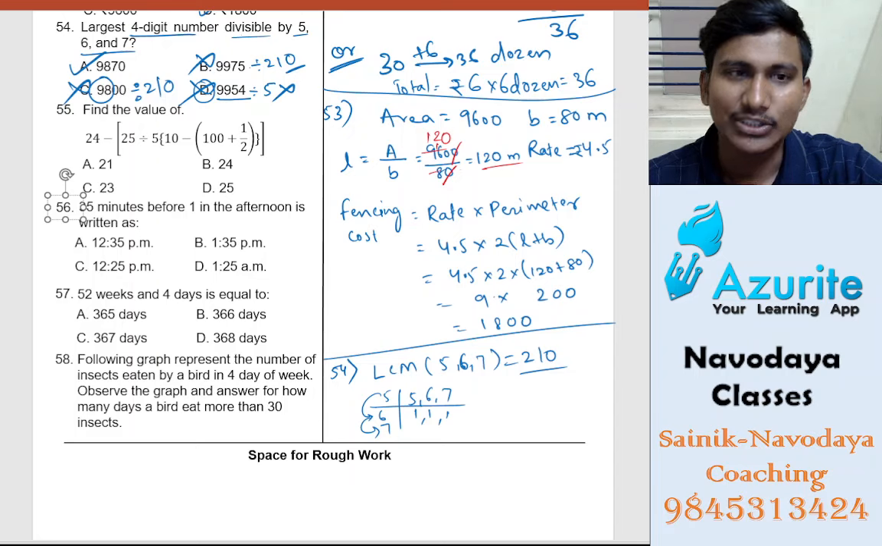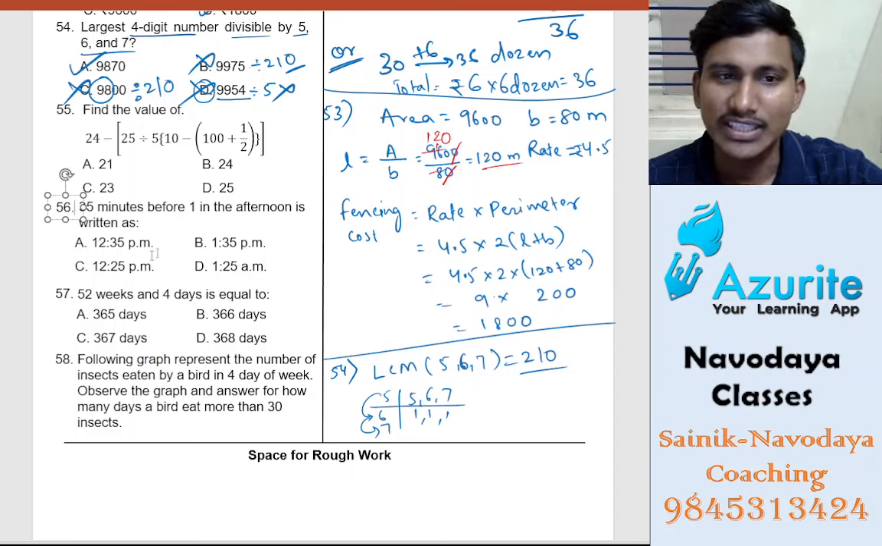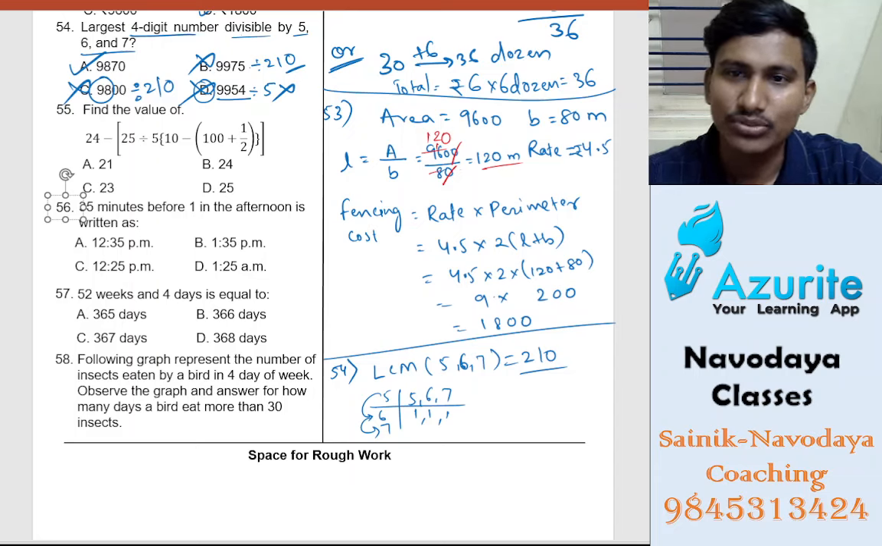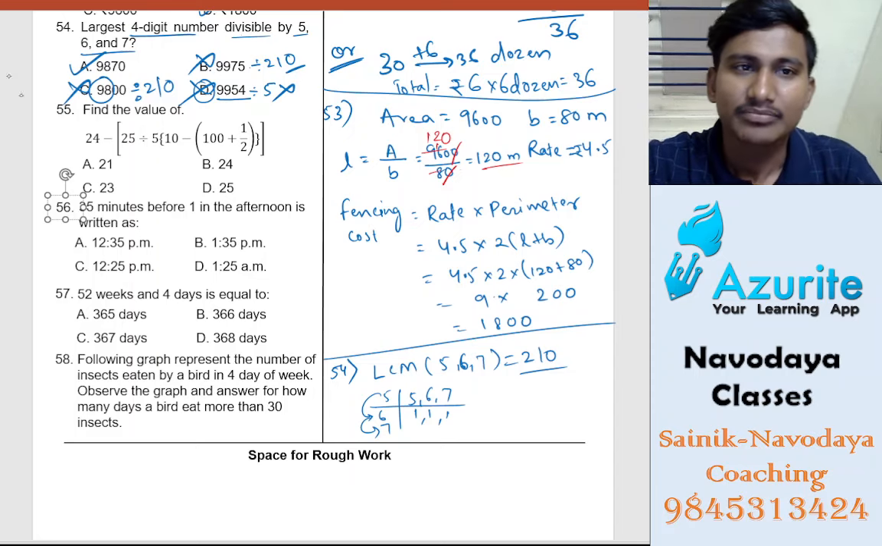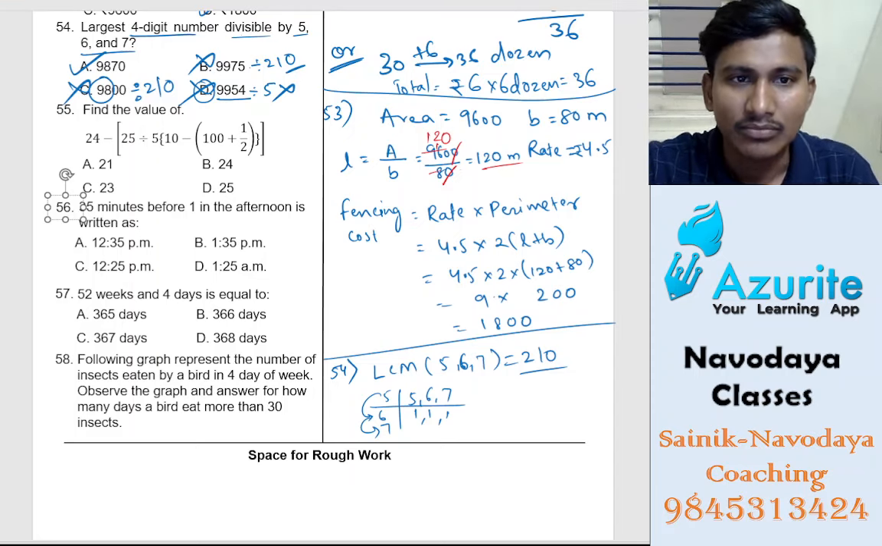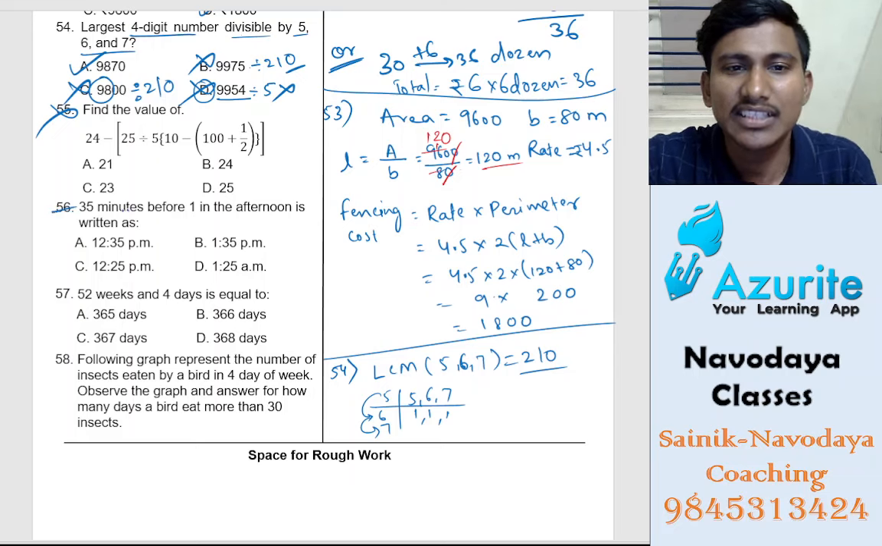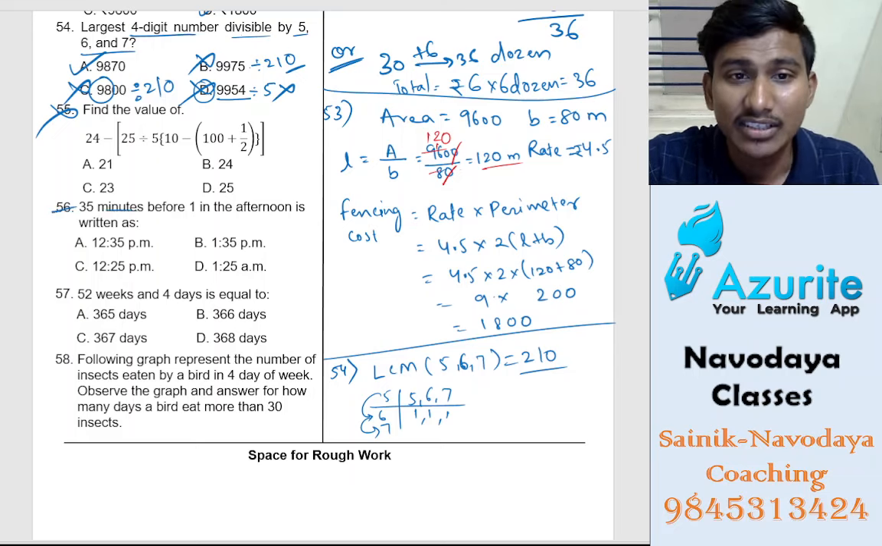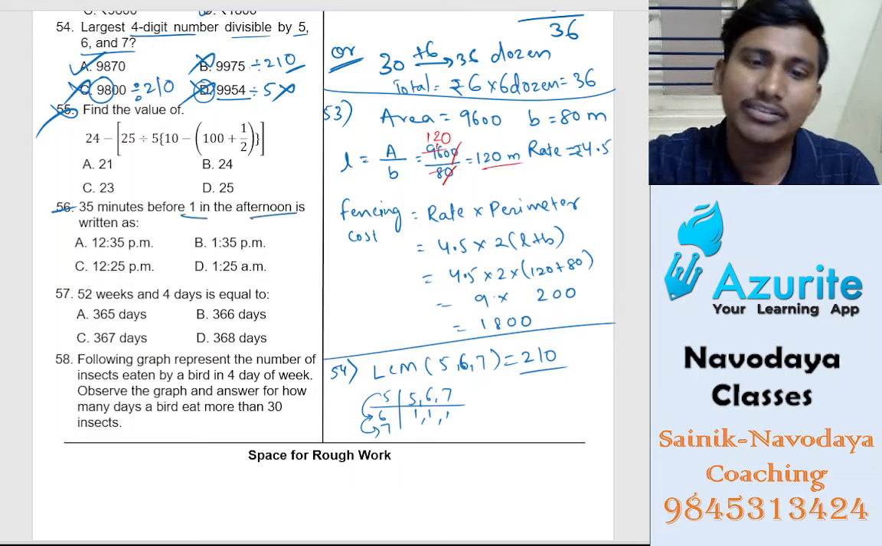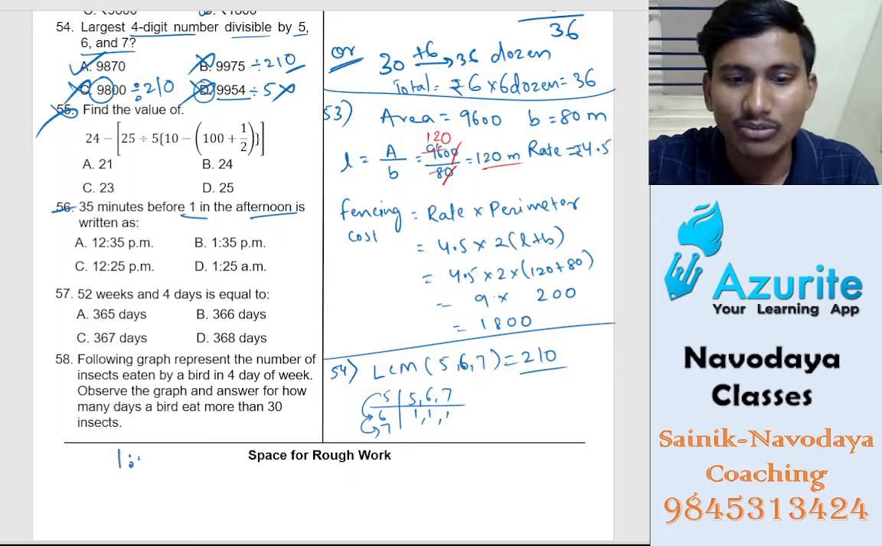Join once again. Okay? So see here, next question is question 56. What is the answer? Question 55 is not a proper question, so leave it. Question 56: 35 minutes before 1 in the afternoon. Before 1 in the afternoon means PM, right? 1 PM. Okay, so before that, how many minutes?